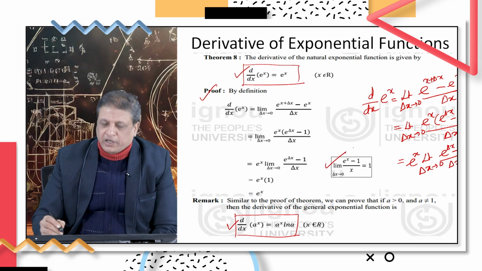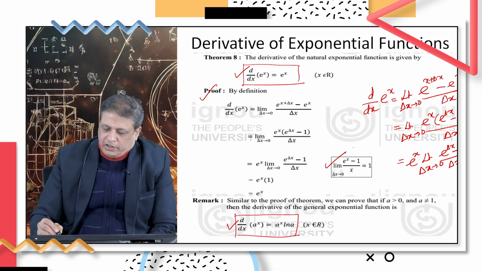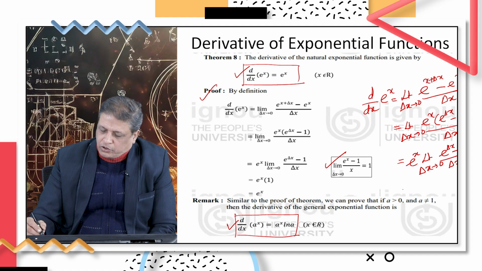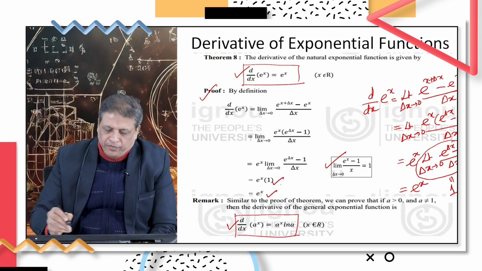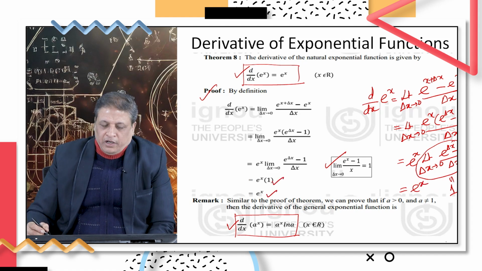The limit we had discussed in our earlier slide is limit delta x tends to 0, e to the power x minus 1 upon x is equal to 1. So this turns out to be 1. Hence the final solution is e to the power x. So we have proved that d/dx of e to the power x is nothing but e to the power x.